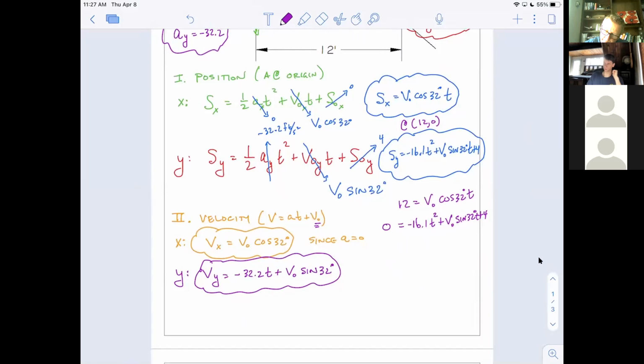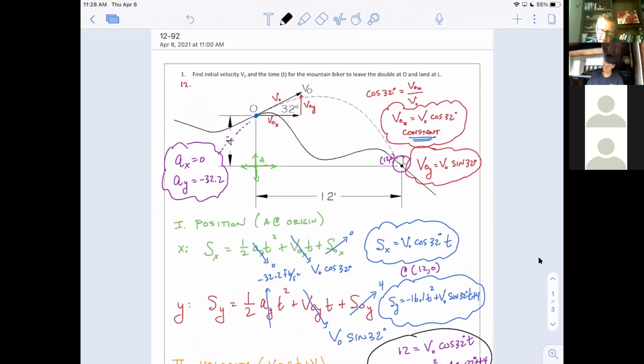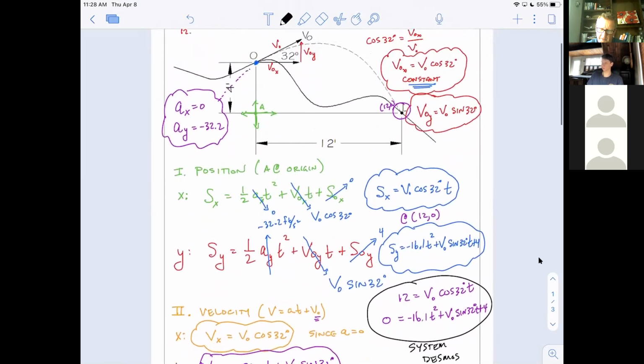But let's highlight this system in Desmos. I'll tell you the answer now, and then we'll just cruise on. Well, maybe we'll go take a quick look at it, but I end up with t is approximately 0.845 seconds. And I get V0 is approximately 16.7. What would its units be? Based on our units that we're working with here, we were stuck in feet. So we know that feet is the length unit. Do we know the time is seconds?